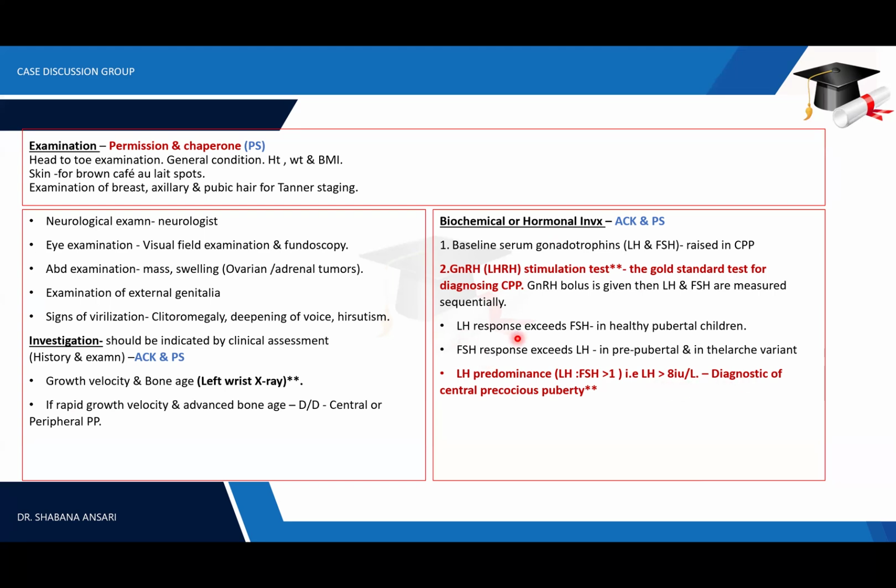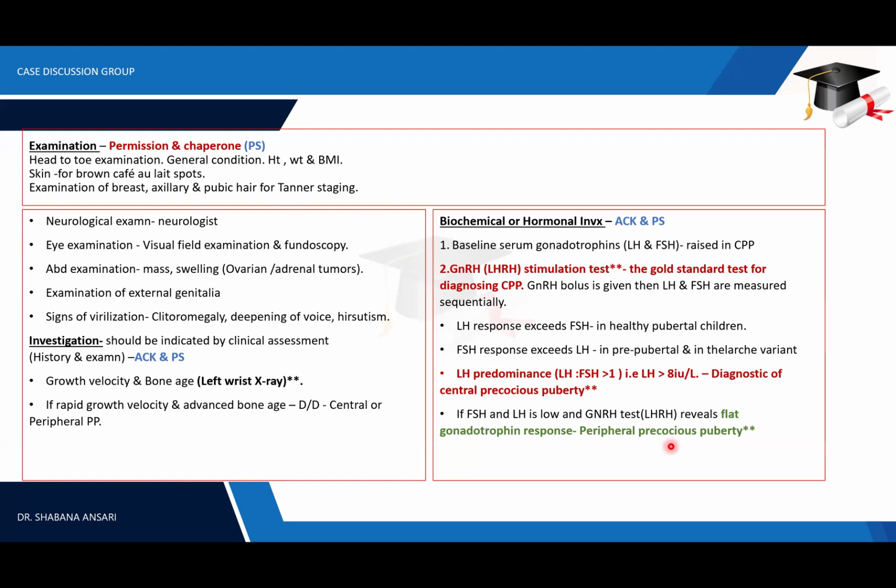Now, if LH response just exceeds FSH, then it is in healthy pubertal children. And if FSH response exceeds LH slightly, so this is also in prepubertal and in the thelarche variant, because thelarche, we know, is FSH dependent, isn't it? Breast development is mainly because of the FSH. Now, if FSH and LH are low, GnRH test reveals flat response. This is diagnostic of peripheral precocious puberty.